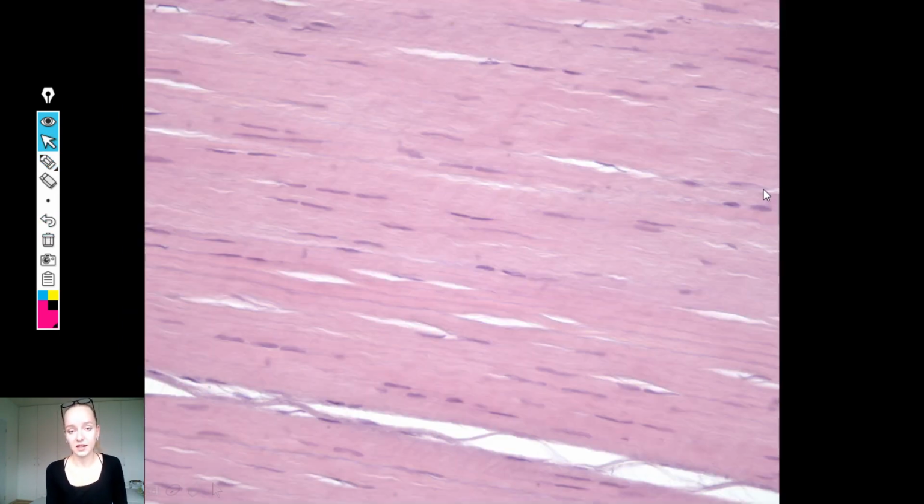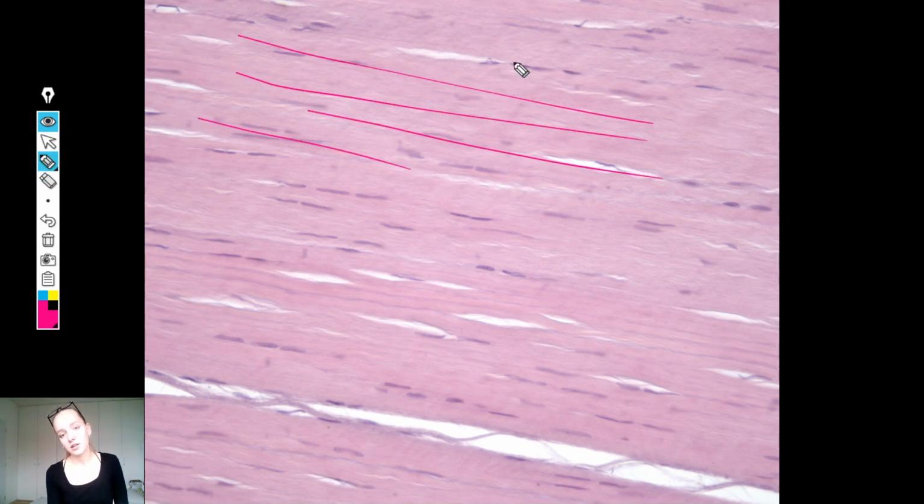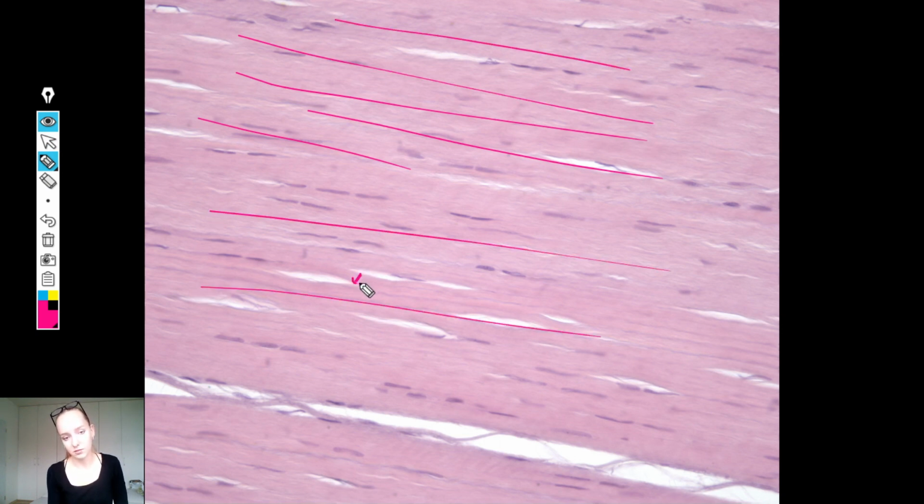So this is a picture of a tendon. Once again, it's not stained very well. It should be more eosinophilic, but we can see these collagen fibers going in one direction. This is one collagen fiber right here. It's very thick. So this is once again dense regular connective tissue. And we can see fibrocytes between these collagen fibers right here.